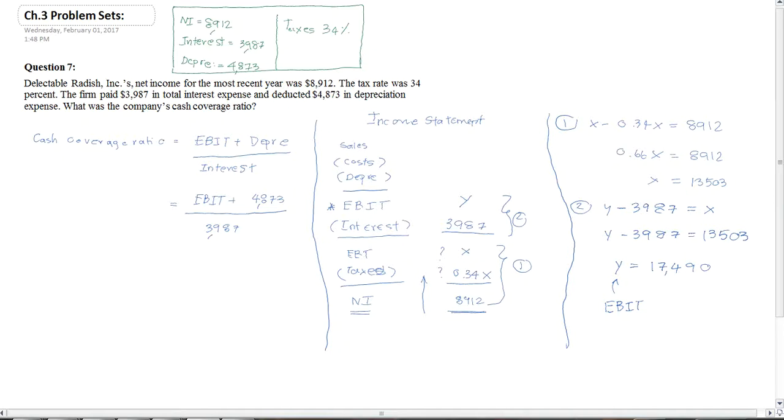That's what we need. So you can simply put EBIT into the equation that we needed to find, and you can now find the cash coverage ratio, which gives you 5.609.